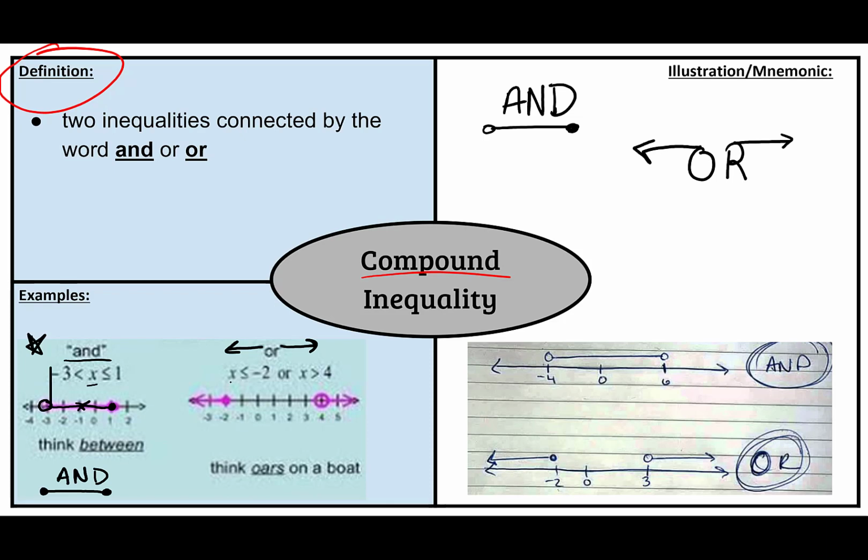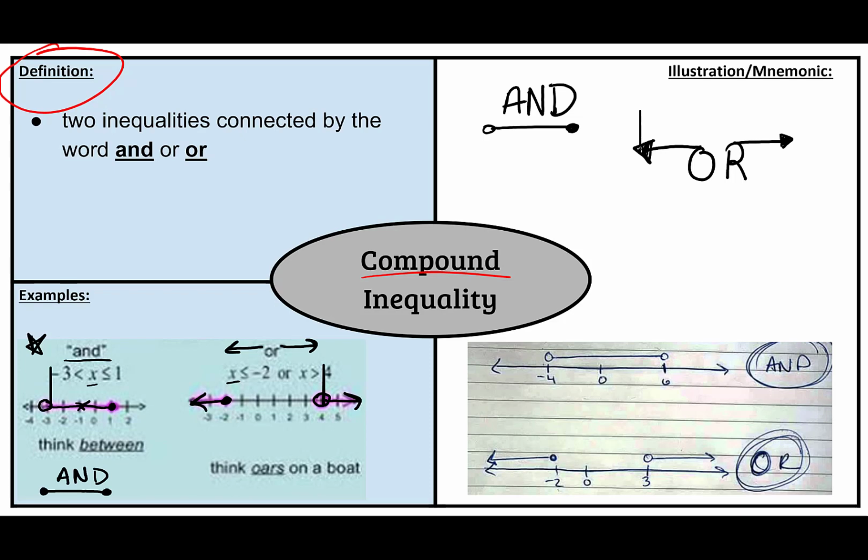So in the case of x is less than or equal to -2, I can graph -2 on a number line and know that it has to move in one direction. Or x is greater than 4, that moves in the opposite direction. Another helpful mnemonic is to think of oars on a boat. If you do have oars on a boat, they might look like these arrows heading in opposite directions, right? As opposed to lines that are moving towards each other.